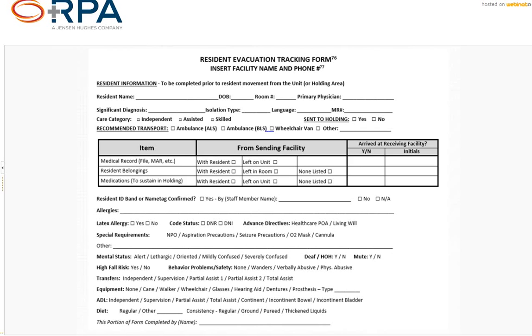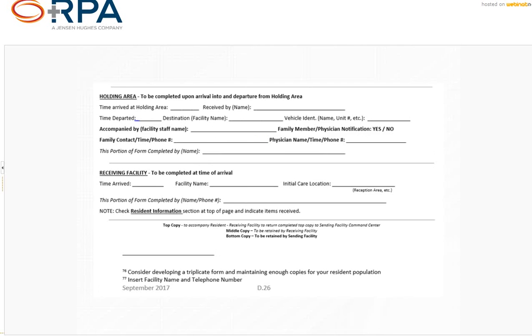Are they identified? Who identified them? And then there's things like the fall risk, wander risk, special dietary needs. Depending upon the pace of the evacuation, you may not have to fill out all of that if we're going at a faster pace. Down below at the very bottom, what time did they actually get into the holding area? Who sent them out of the holding area? Where did they get sent to? What receiving facility? And what vehicle took them there?